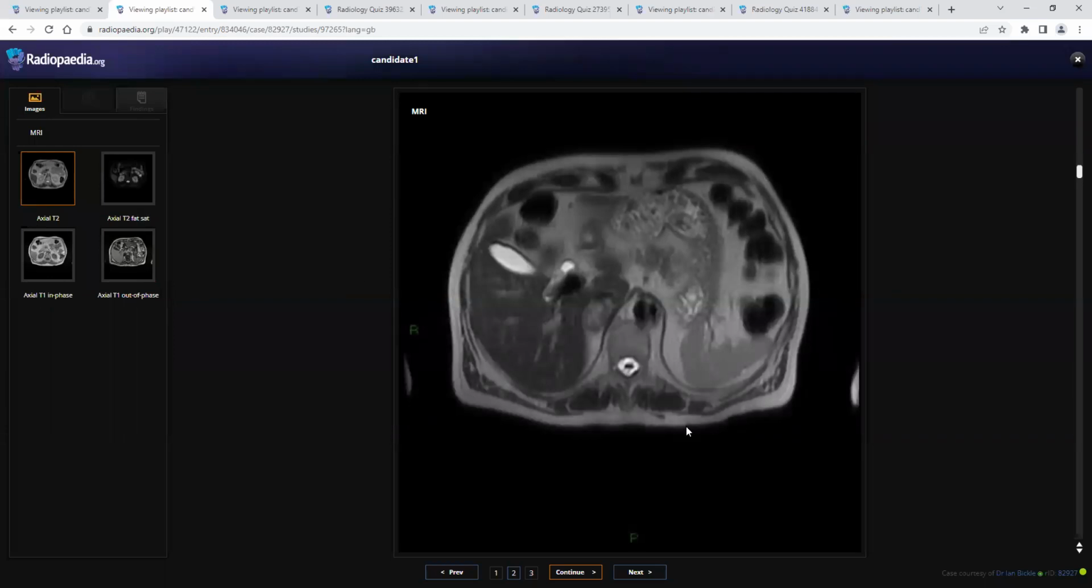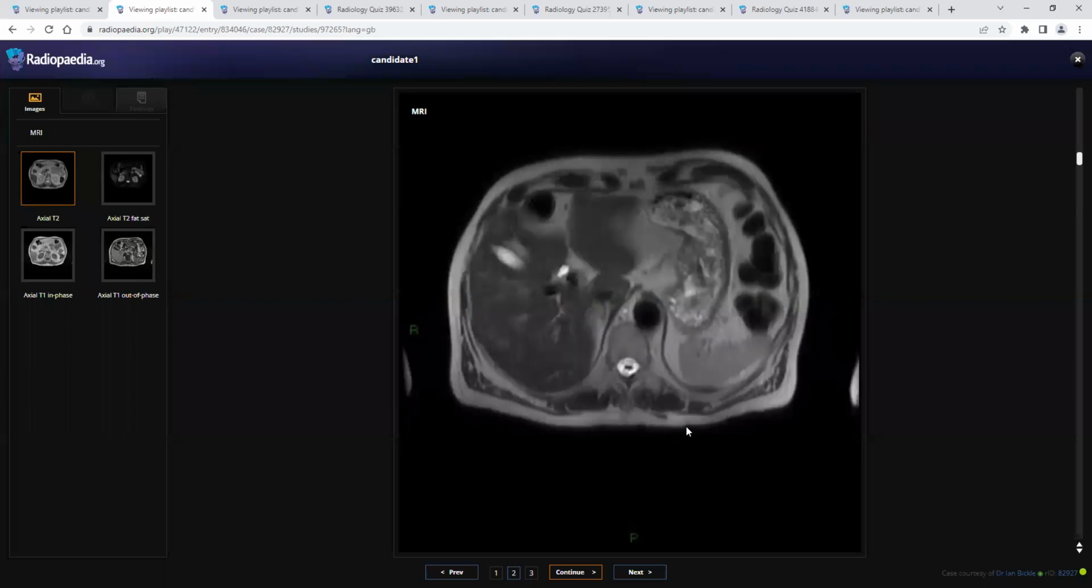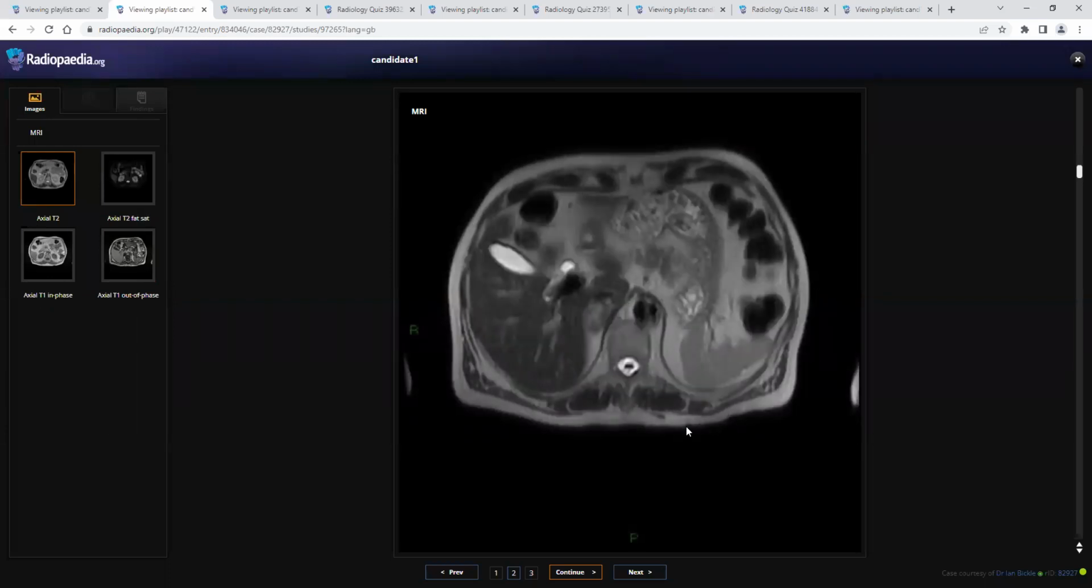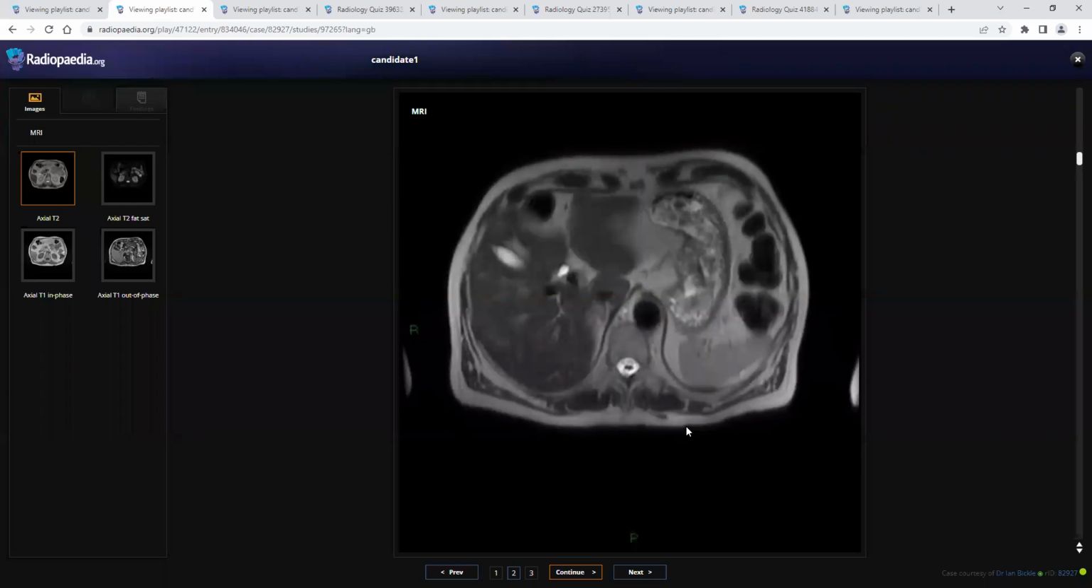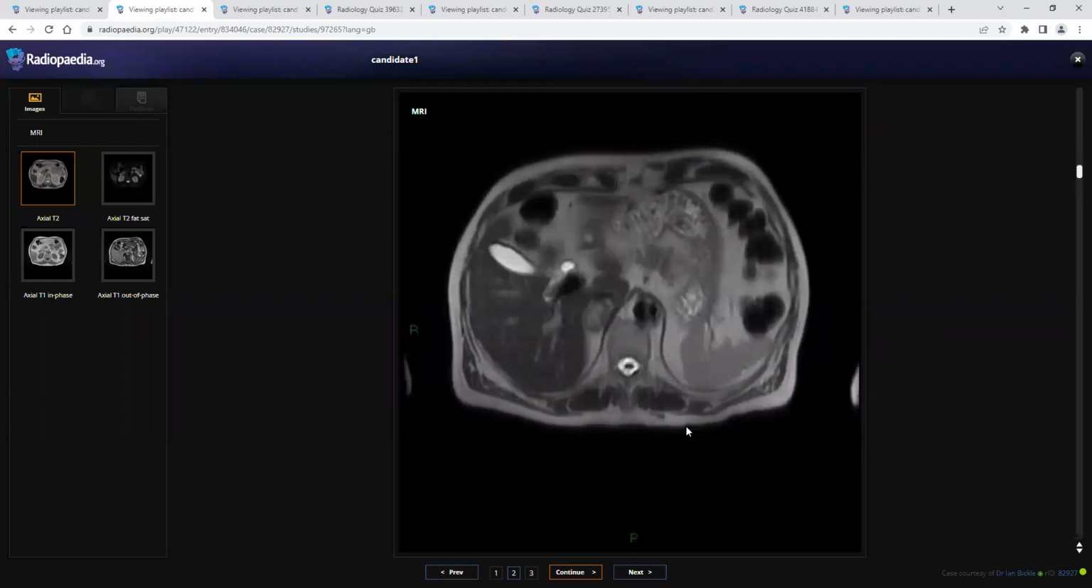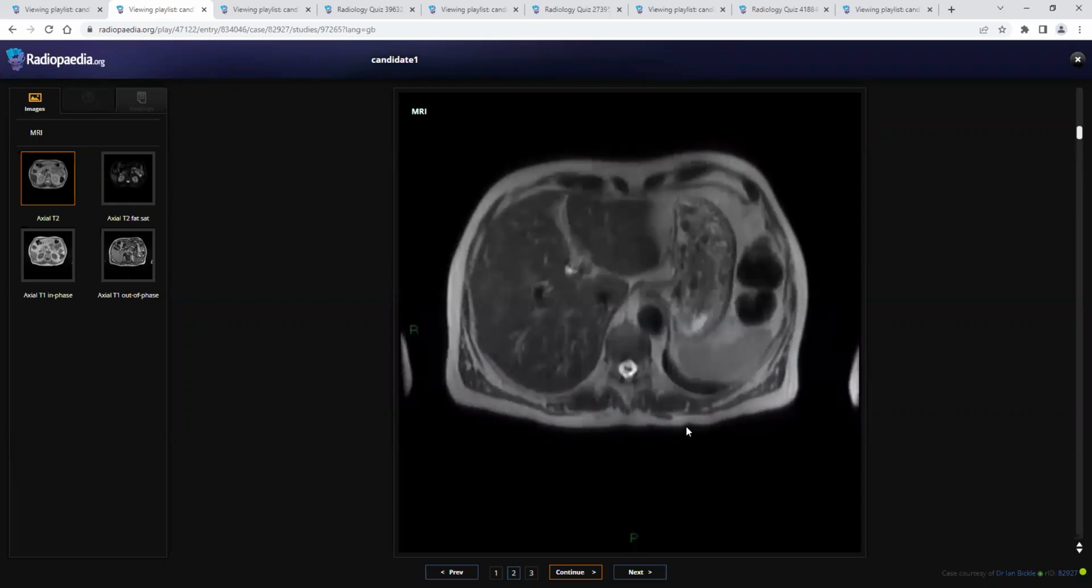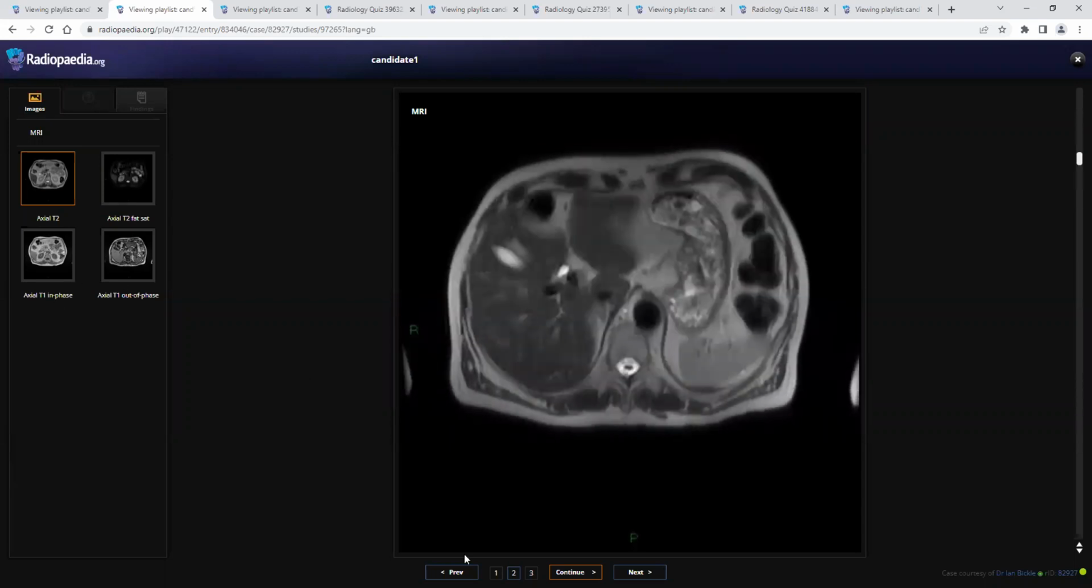So I must ask for out of phase. In conclusion, in phase and out of phase is the sequence for adrenals. That's the main sequence, because here in the UK, the study of adrenals is a major thing.